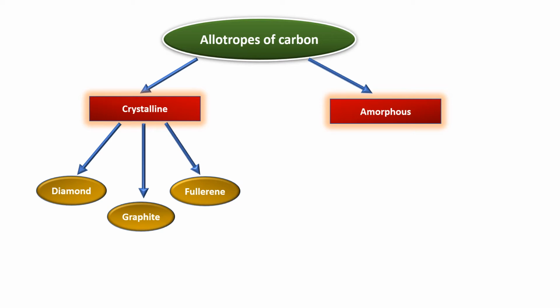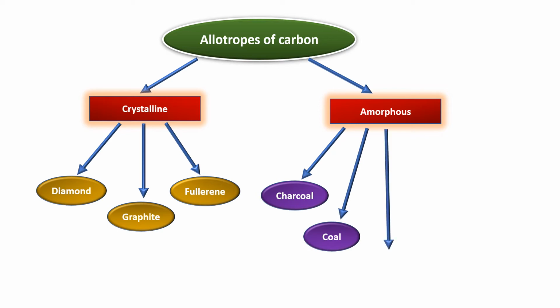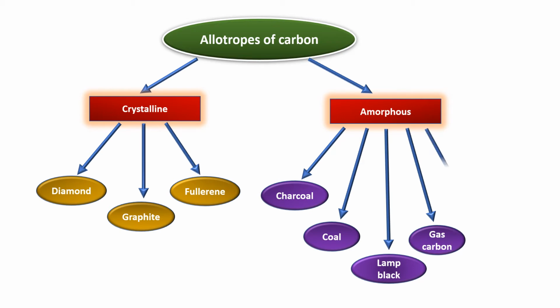Amorphous allotropes of carbon are also five types. First one charcoal, second one coal, third one lamp black, fourth one gas carbon, and the final one is coke.